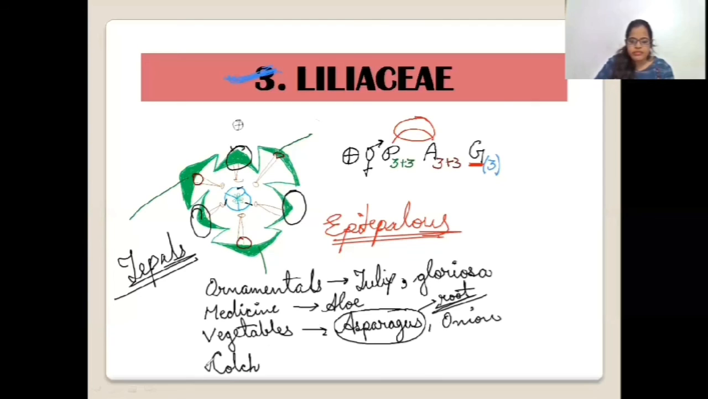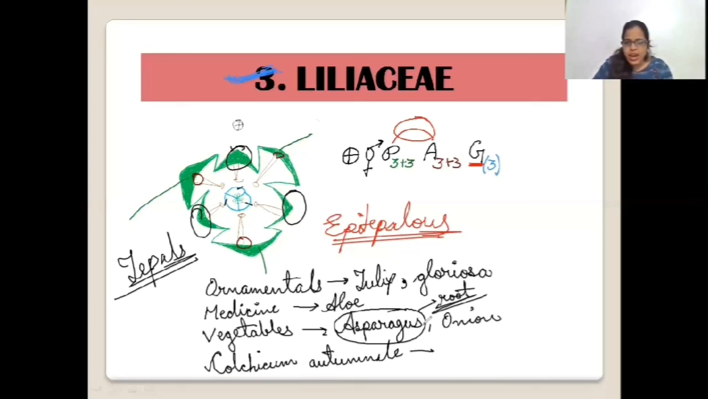Colchicum autumnale. I'm telling you the complete name. From this plant, what is obtained? A chemical is obtained, and I'm highlighting this chemical. Colchicine. If I'm writing it with red color, can we say that it is a sort of danger thing?